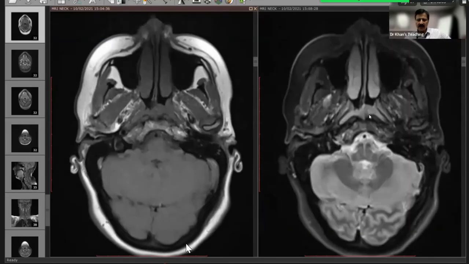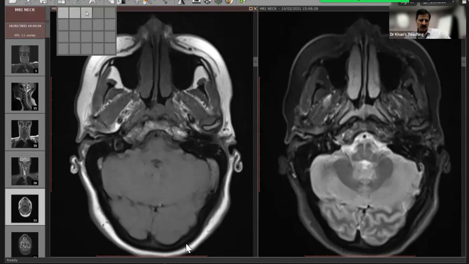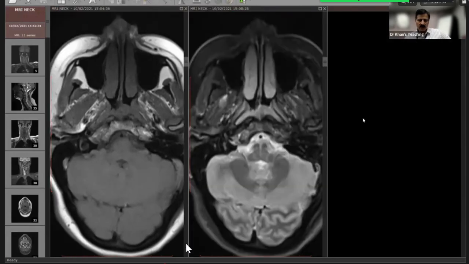Now, as we are, let me marry it with, just 1 second, with a sagittal. So this is a sagittal.